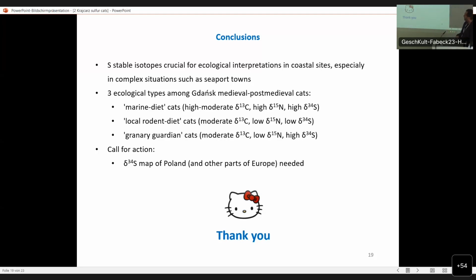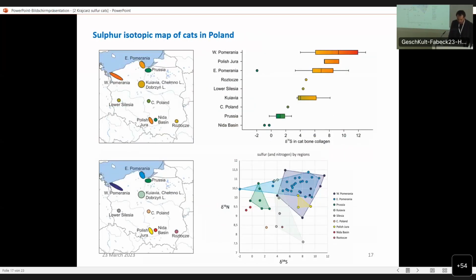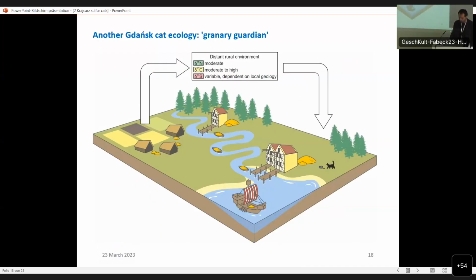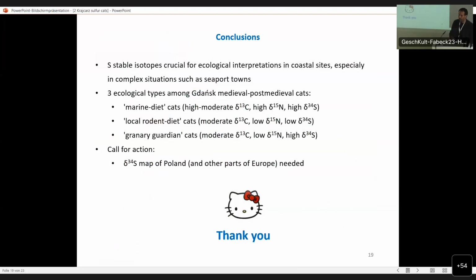And what is also important, like a call for action from our study, is that we really need a sulfur map of Poland, because what I presented here, this map of only cats, is in fact the first sulfur isotopic map of Poland. Now we have sulfur values also from other animals from Poland, so I think we'll work on this in the next month. So maybe I will be able to show you some results next time.